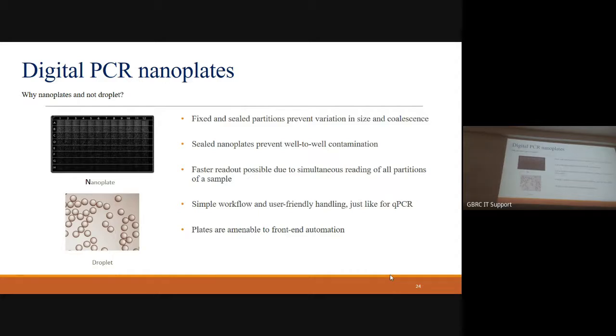So this is nanoplate based as well as droplet based. So we have a nanoplate base. These have several advantages, like whatever partitions are there will be sealed from the bottom when you put the plate inside the instrument. Sealed partitions prevent variation in size, and they also avoid well-to-well contamination, with faster readout compared to the other technologies. And this is a simple workflow. So whoever is handling RT-PCR can handle this system.